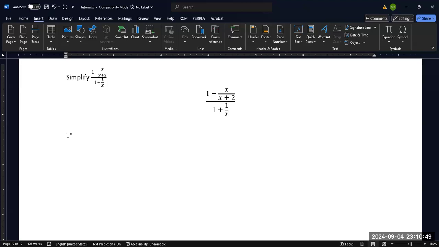Now, there are two methods for simplifying these. So we're going to look at both methods. They work fine, both of them. Sometimes one might be easier to work with than another, but sometimes it really doesn't make any difference. Assuming you haven't made any arithmetic mistakes, you'll get to the same place.